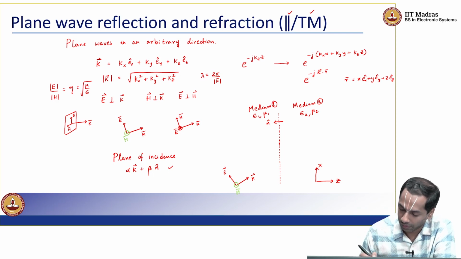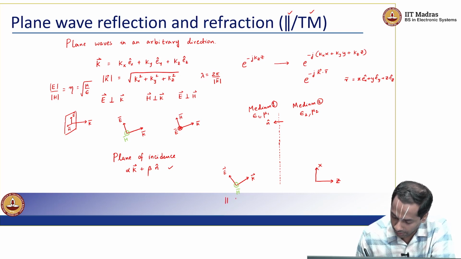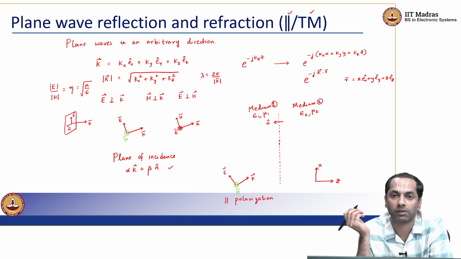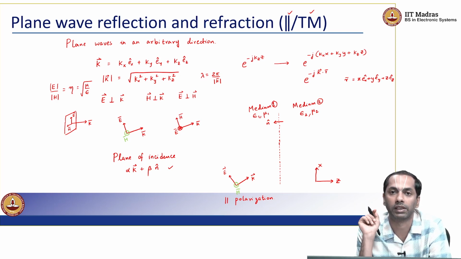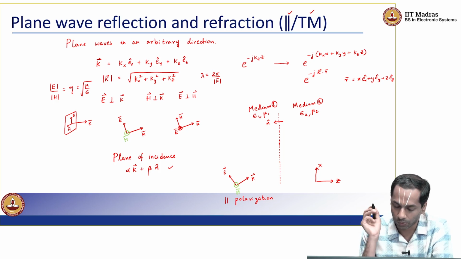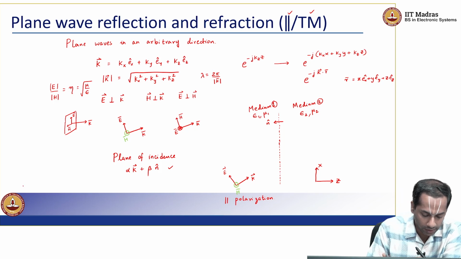So, we call this parallel polarization. You can either say that the electric field is parallel to the plane of incidence, that is the reason for the choice of the word parallel polarization. The two vertical lines indicate the word parallel in short. Or you can also say that the magnetic field is perpendicular to the plane, so it is transverse magnetic. So, what would be the other kind of polarization? It would be the perpendicular polarization, which we will come to next.